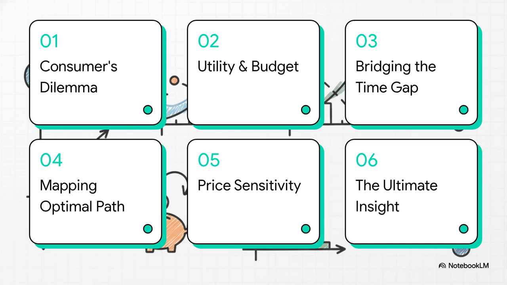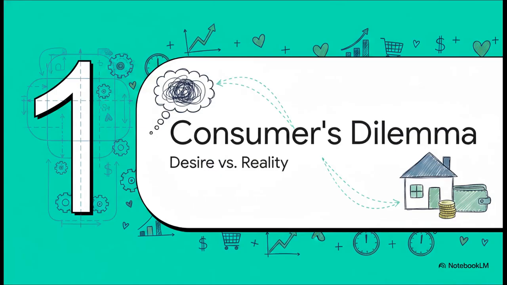First, the consumer's dilemma, then unifying utility and budget, bridging the time gap, mapping the optimal path, measuring price sensitivity, and finally, the ultimate insight. Section 1, the consumer's dilemma. What we want versus what we have.